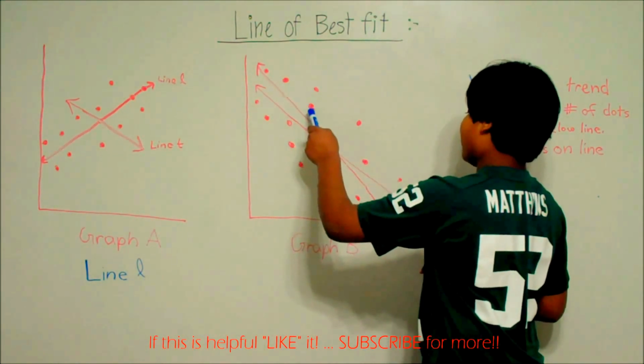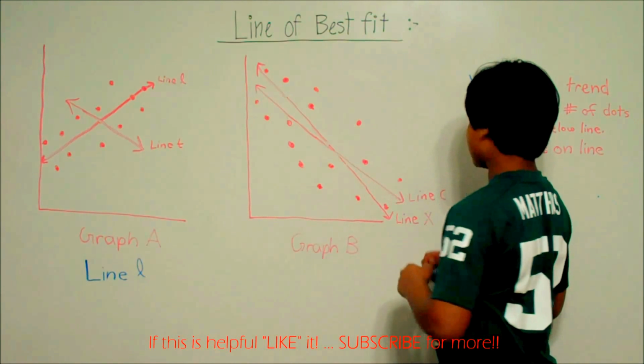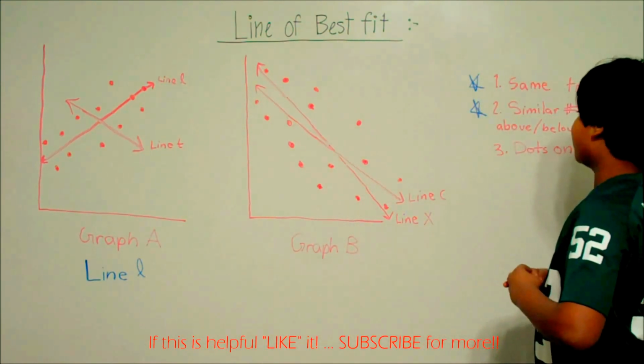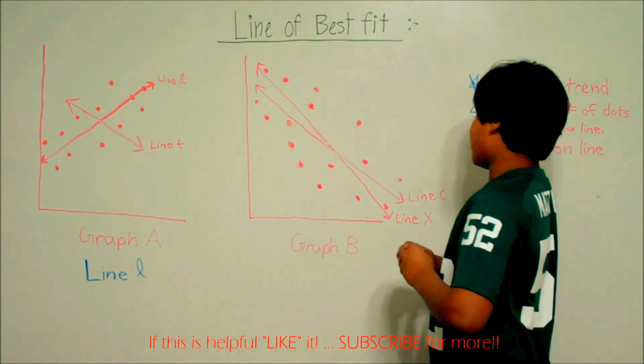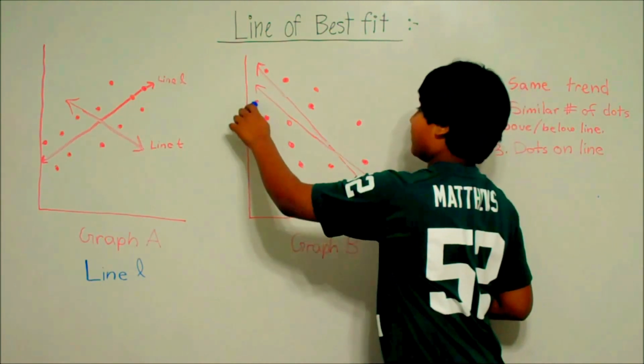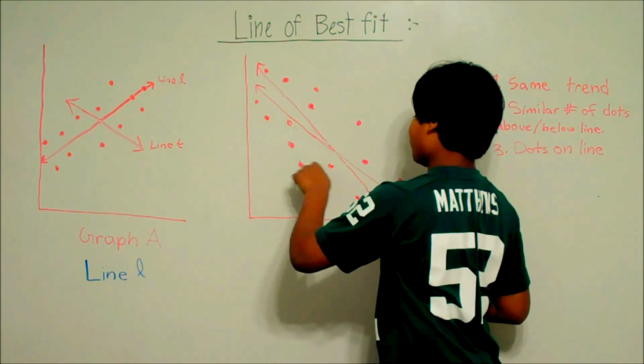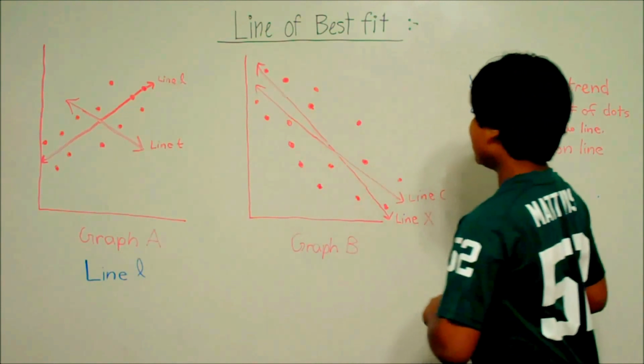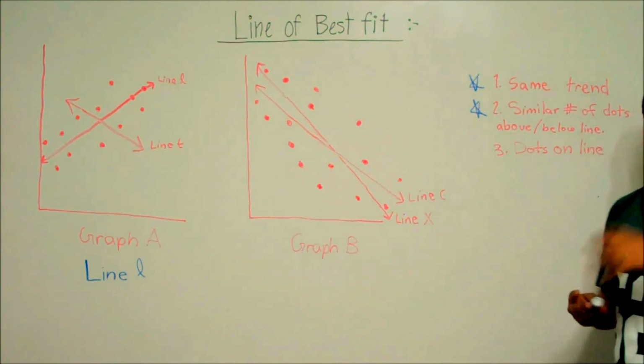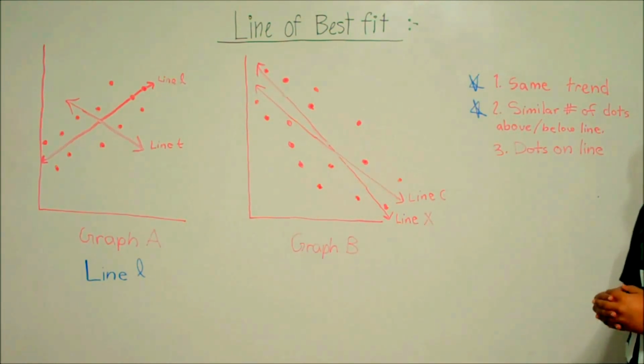1, 2, 3, 4, 5, 6, 7. So it has 7 dots above the line. And below the line, it has 9. 1, 2, 3, 4, 5, 6, 7, 8, 9. So it counts as having a similar number of dots above and below the line.